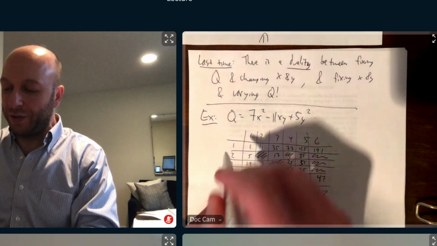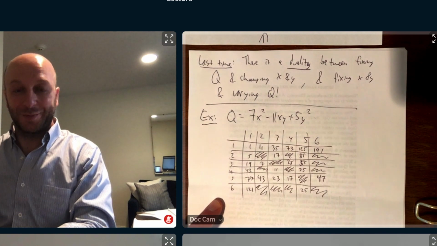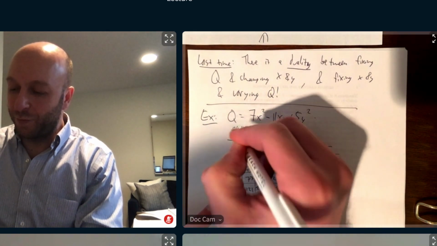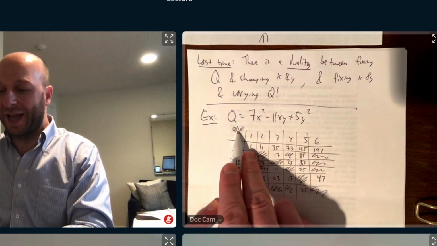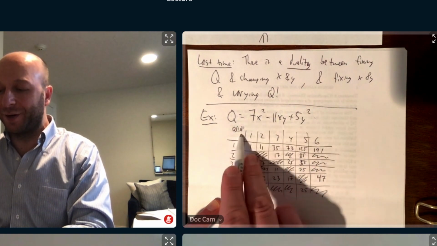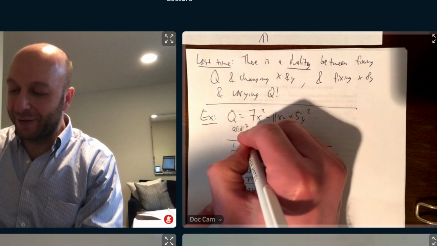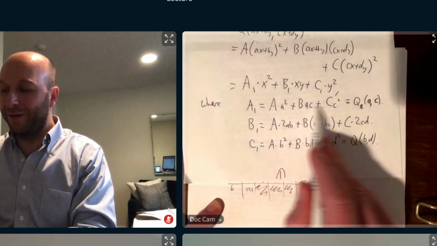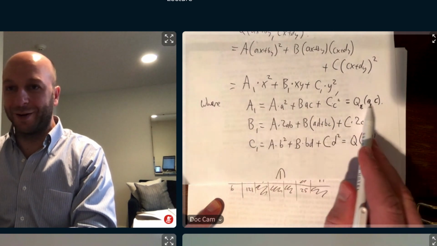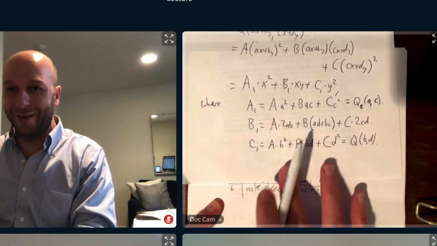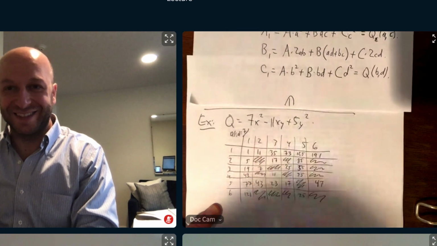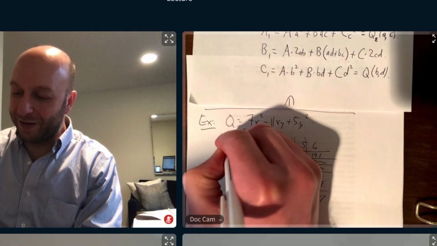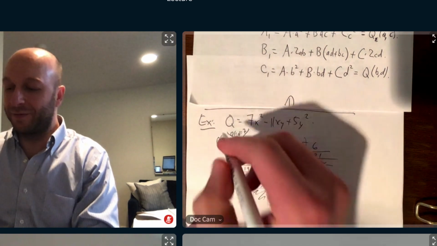So what I want to do, now there were two other values of q. There was q of 1, 0, which is always a. If I set x equal to 1 and y equal to 0, then that always gives me the a value. That's a hint. And then there's another value, which is q of 0, 1, which always gives me the c value, 5.